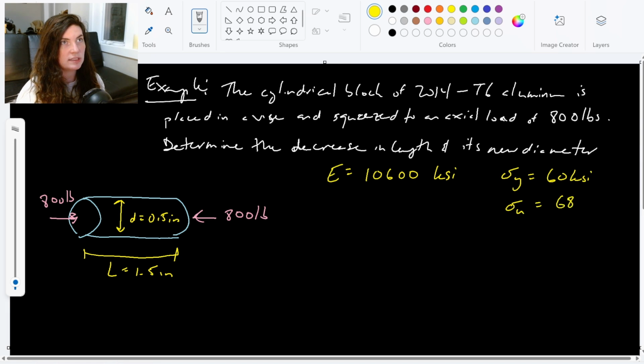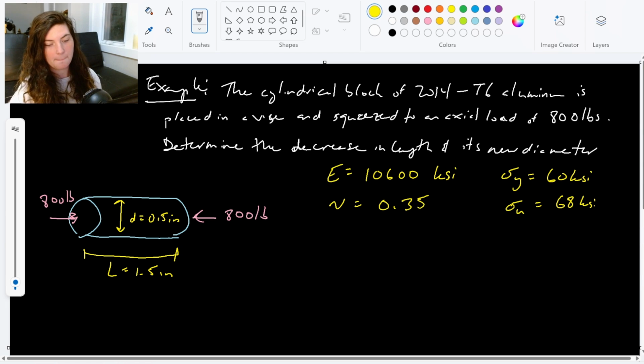Ultimate was 68. And the Poisson ratio was 0.35. So that's all just from the table, just so I know that I have some numbers I can start with, right? So we want to find the decrease in length and the new diameter. So we know that we can use strain to find these changes in length, right? Those strain equations that we have.